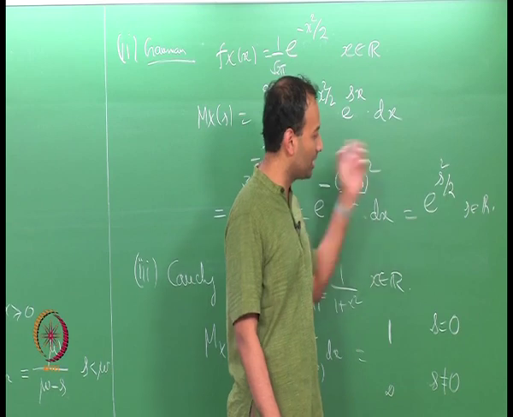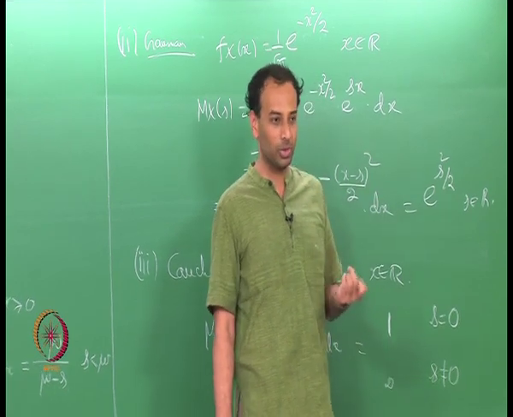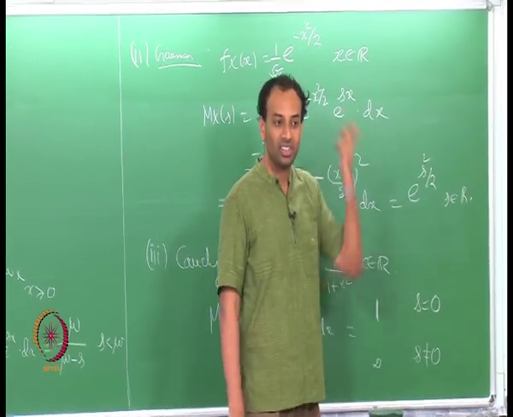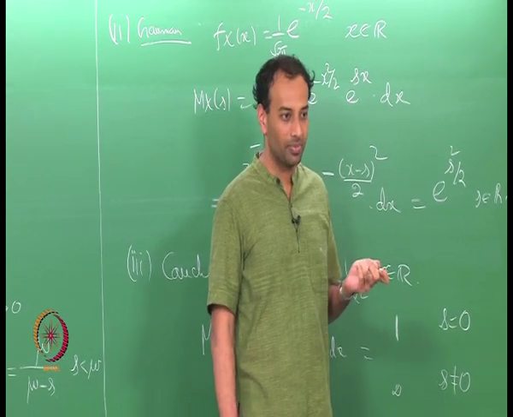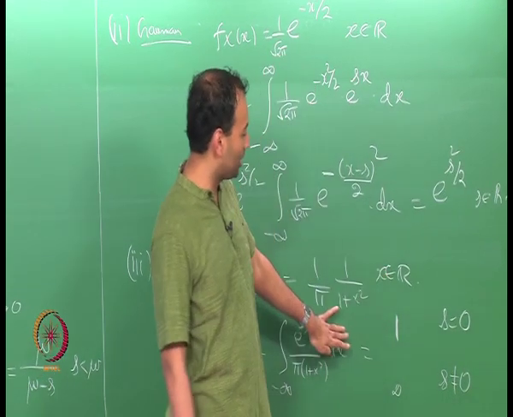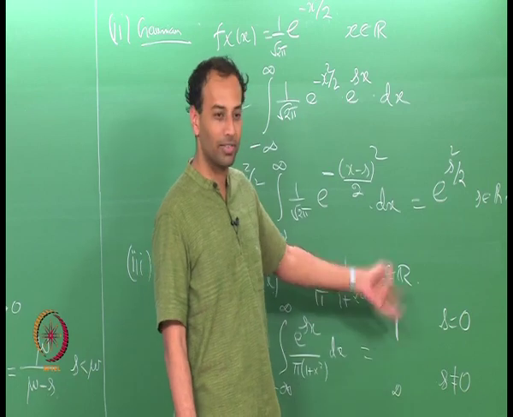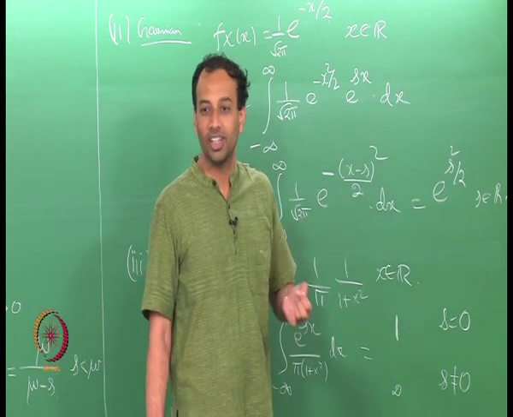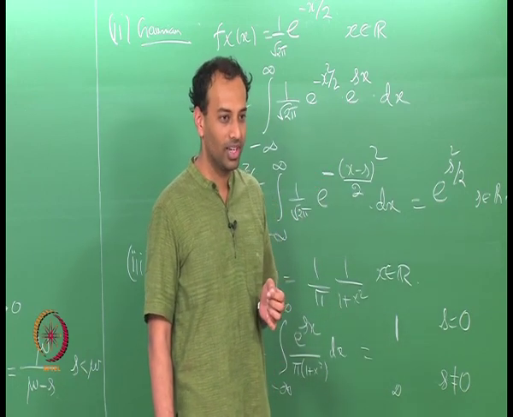If you tell me that the MGF is e power s square over 2 in a tiny interval around the origin, then the random variable has to be Gaussian, right. But here you cannot specify it for an interval, it is too bad, it is only defined for one point. In that case, it is not unique. Okay.